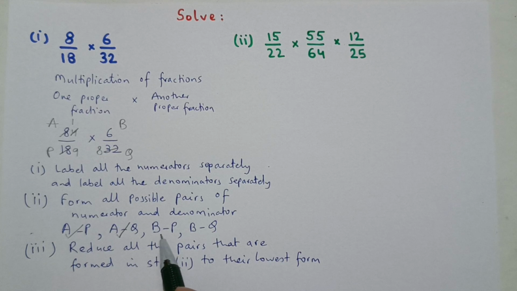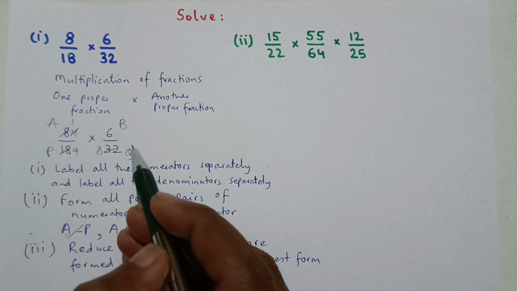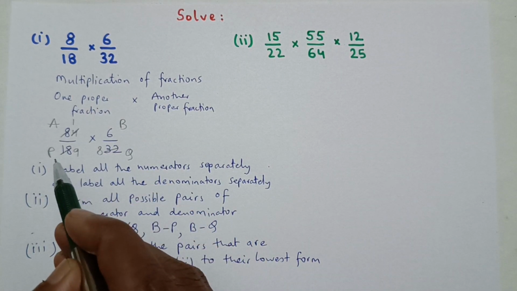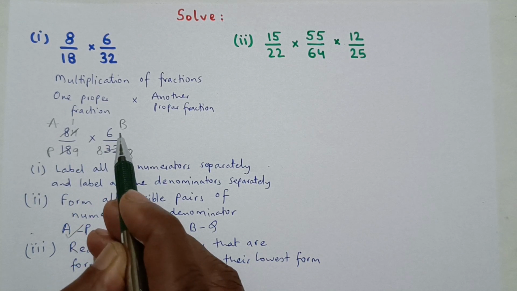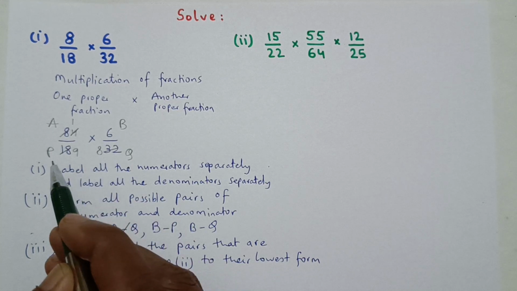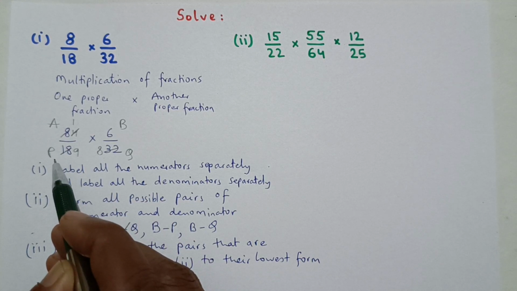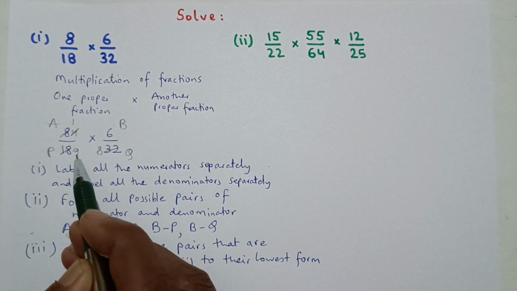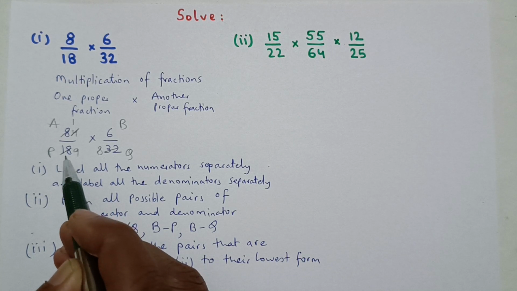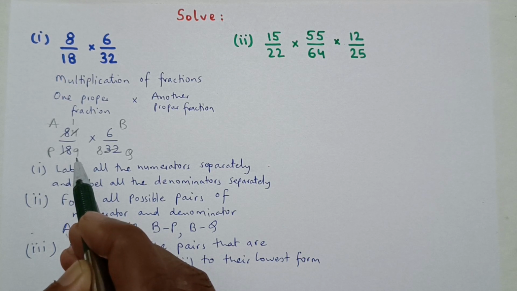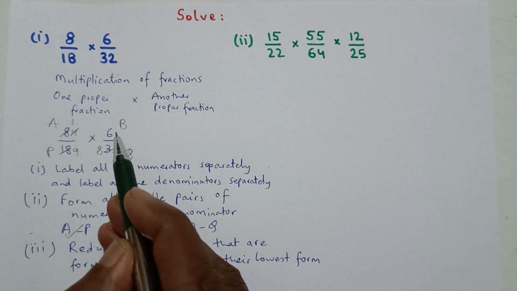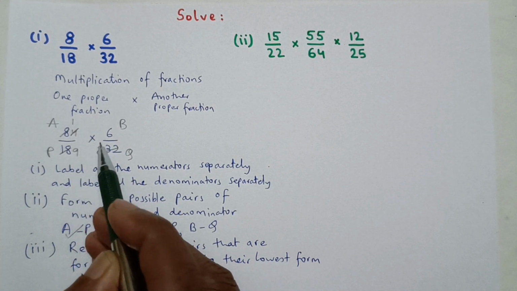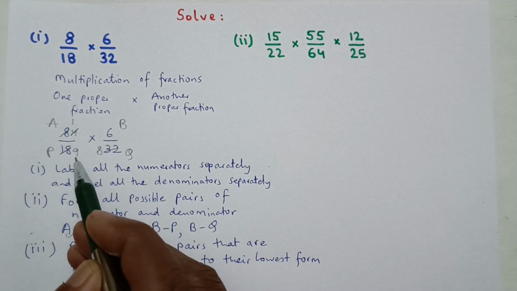After AQ we have BP. B is 6, P is 9. So we have to reduce BP to its lowest form. P is no longer 18, P is 9 now. So BP is 6 by 9, and we have to reduce 6 by 9 to its lowest form.